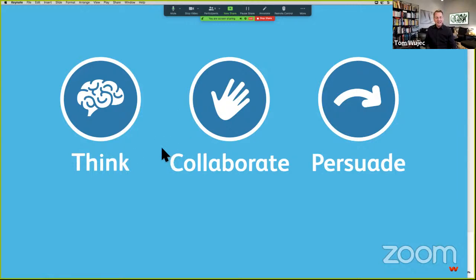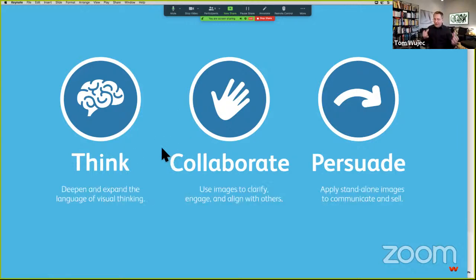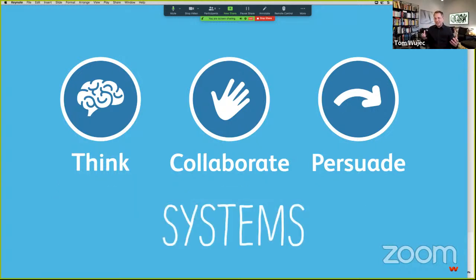in your world. So the benefits of this is we'll deepen and expand our use of visual thinking today, next week, using images to engage and align with others, and in the following week to communicate and sell. And this, of course, is a means for us to be able to think in systems more effectively.